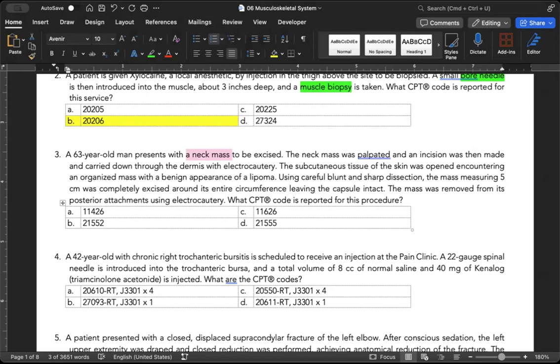So are we going to use the 555 or the 552? Yep, we're going to use 552. Okay. Any questions on that one?